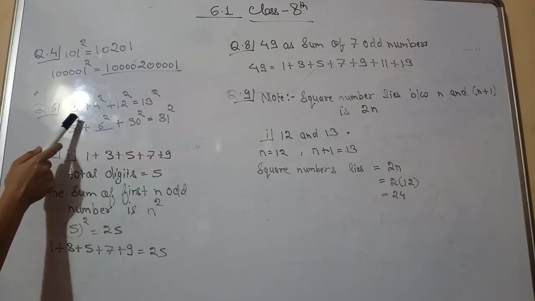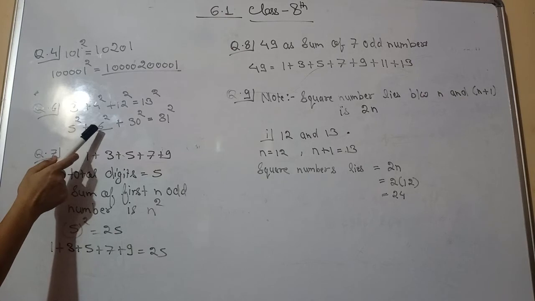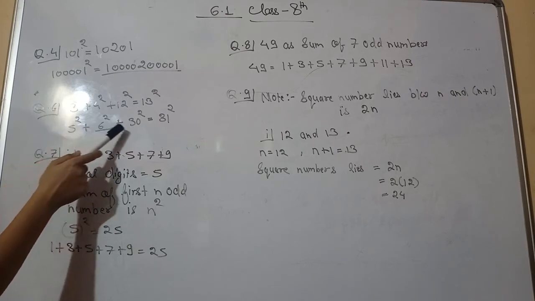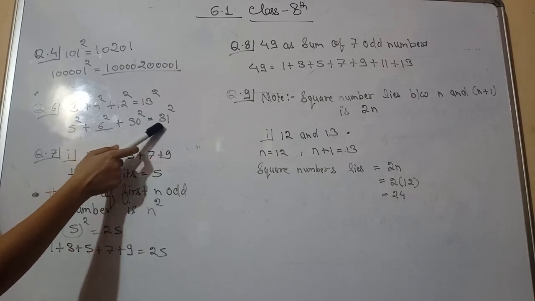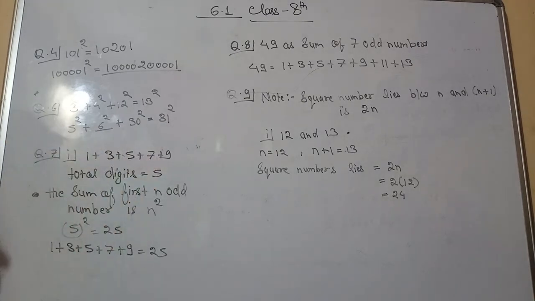5. What is 1 more than 5? That is 6. So we will write 6. And 5 times 6 is how much? 30. And what is 1 more than 30? That is 31. So here you can observe the pattern like this.